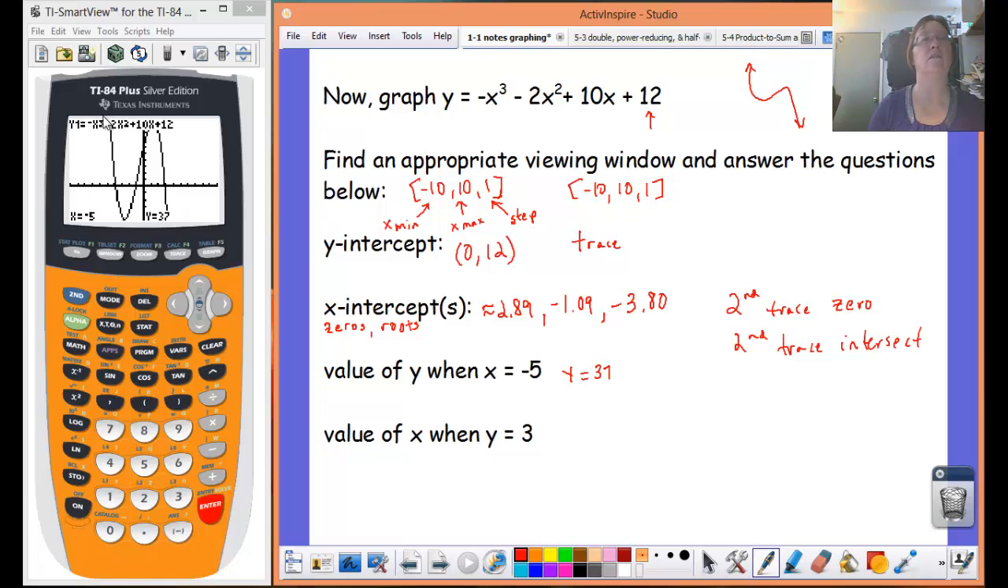Our graph isn't even showing that high, right? But we do have an x of -5, so way up there at 37. So when we know x, second trace and value. This is when we know x and want y.